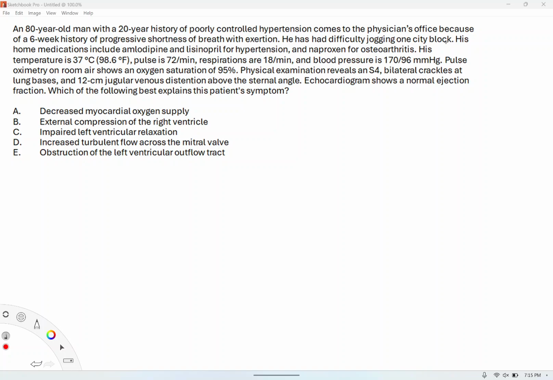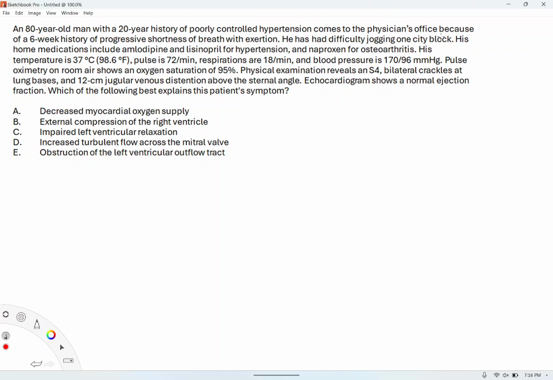Okay, so this question is talking about an 80-year-old man with a 20-year history of poorly controlled hypertension. He comes to the physician's office because of a 6-week history of progressive shortness of breath with exertion. He has had difficulty jogging 1 city block. His home medications include amlodipine and lisinopril for hypertension and naproxen for osteoarthritis. His temperature is 37, pulse is 72, respirations are 18, and blood pressure is 170/96. Pulse oximetry on room air shows an oxygen saturation of 95%.